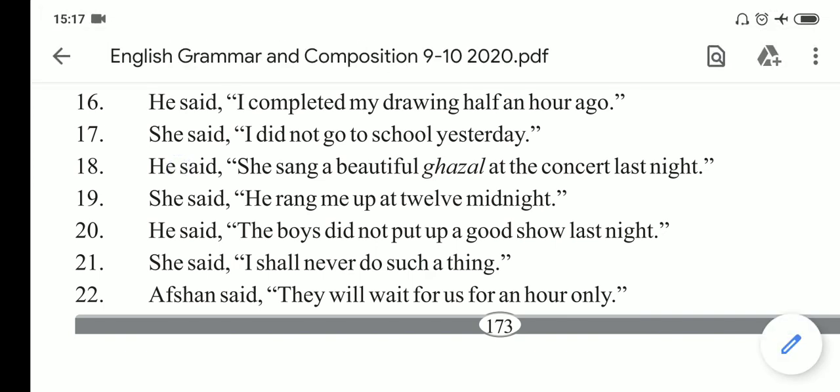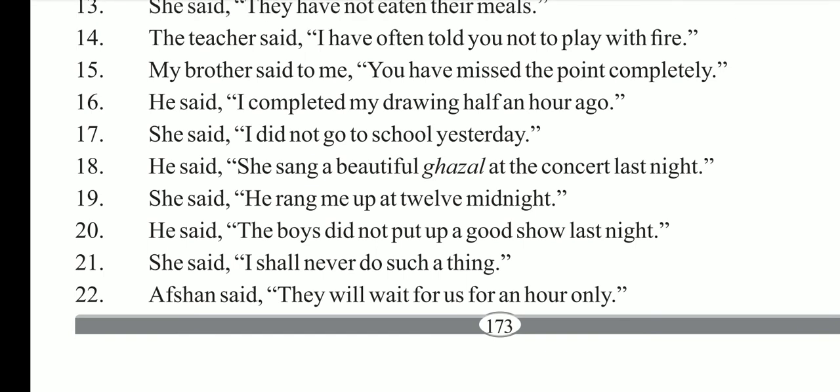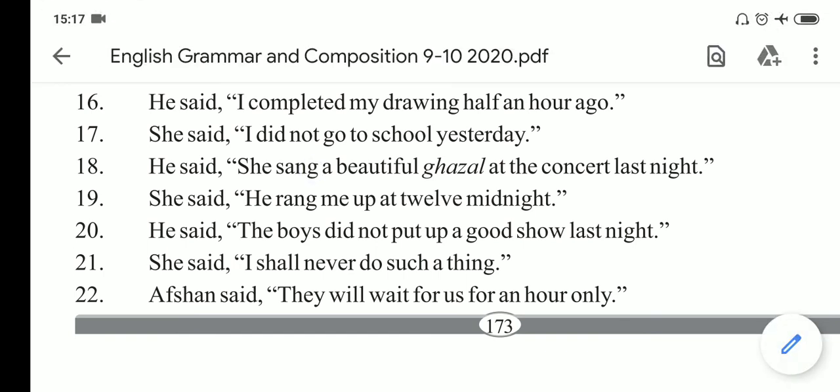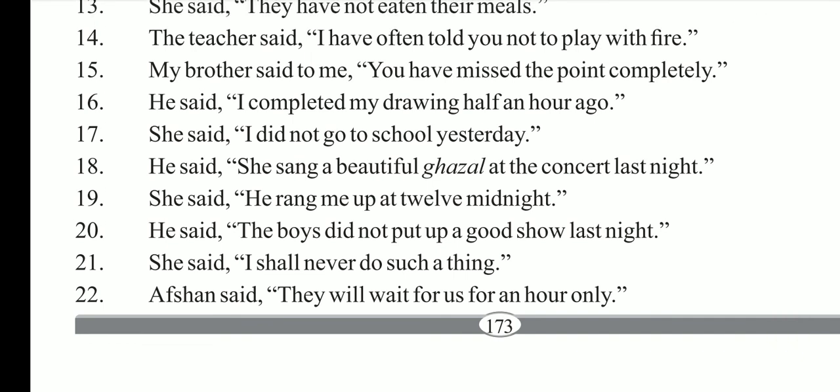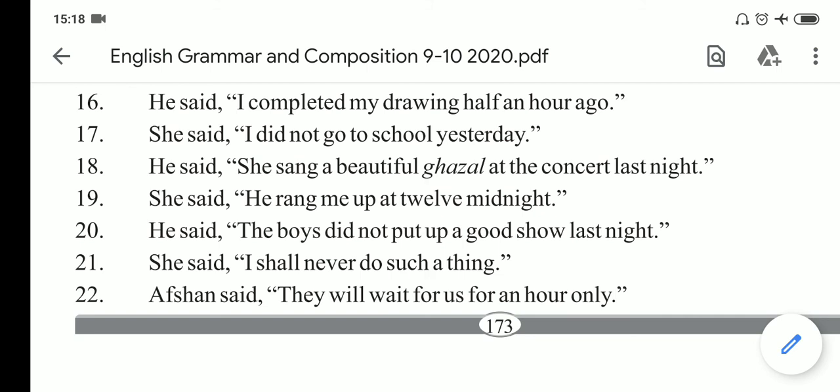He said she sang a beautiful ghazal at the concert last night. Again this is in the past indefinite tense already, so past indefinite tense will change into past perfect tense. He said that she had sung a beautiful ghazal at the concert the previous night. Last night will change into the previous night, and with had we always use the third form of the verb. Sing is the first form, sang is the second form, and sung is the third form.